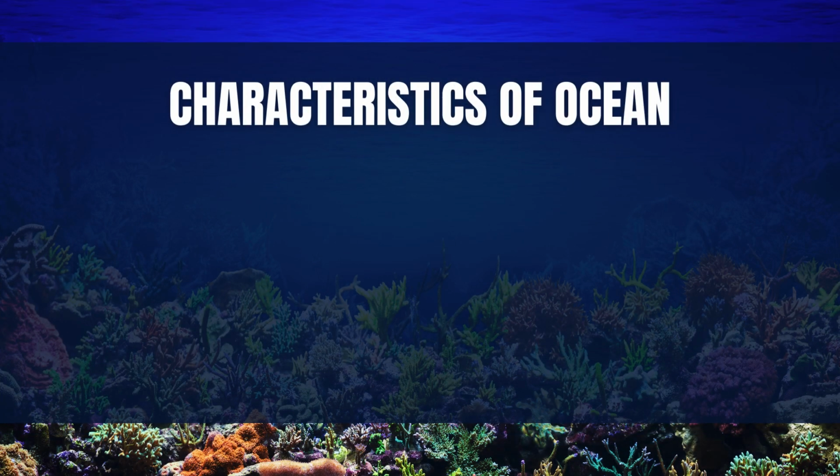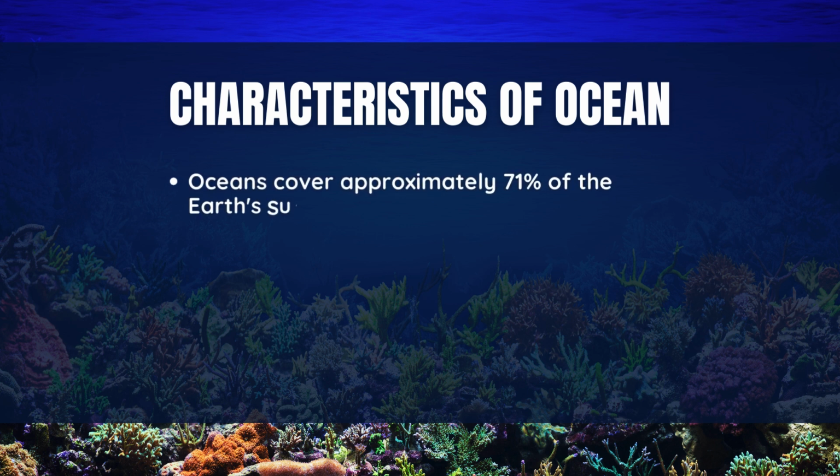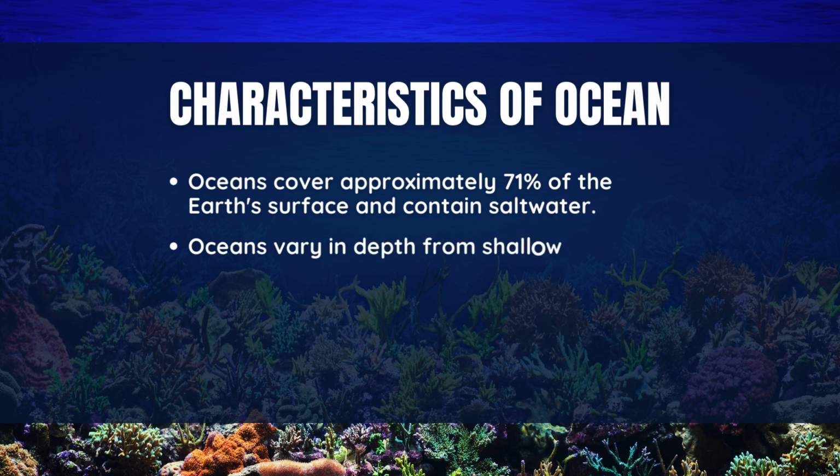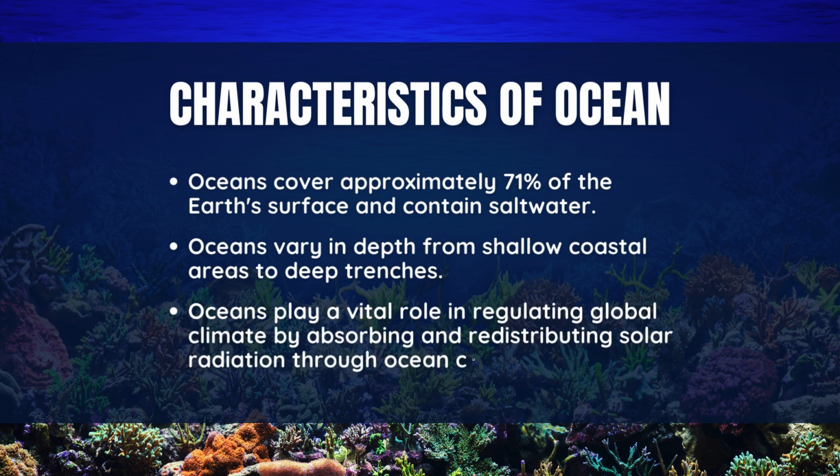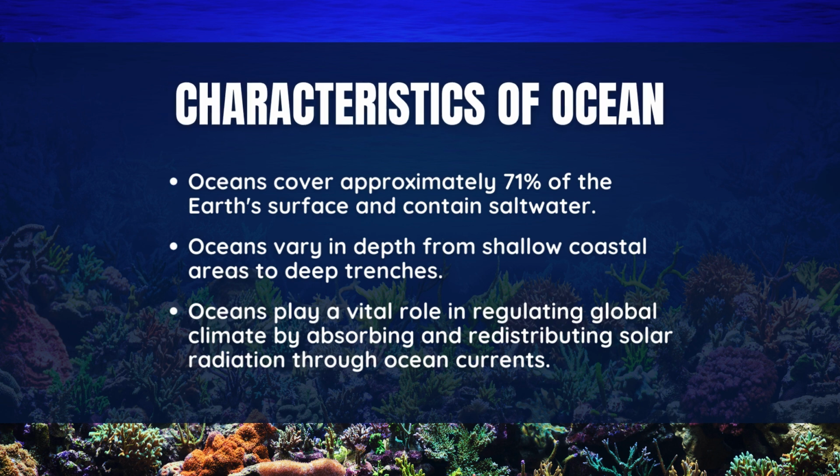First, I will tell you about the characteristics of oceans. Oceans cover approximately 71% of the Earth's surface and contain salt water. Oceans vary in depth from shallow coastal areas to deep trenches. Oceans play a vital role in regulating global climate by absorbing and redistributing solar radiation through ocean currents.